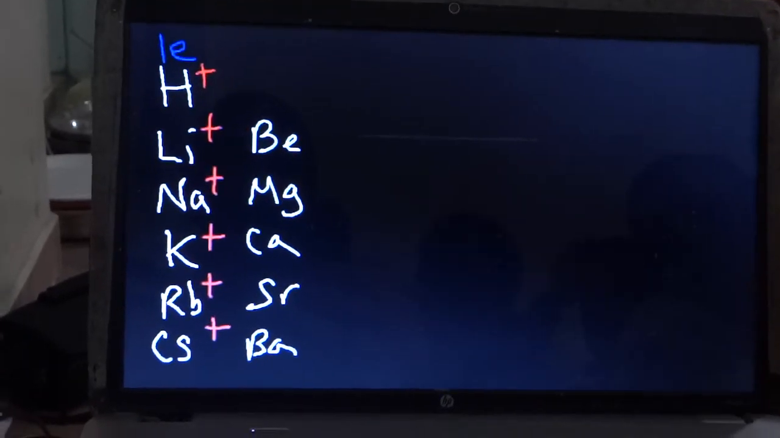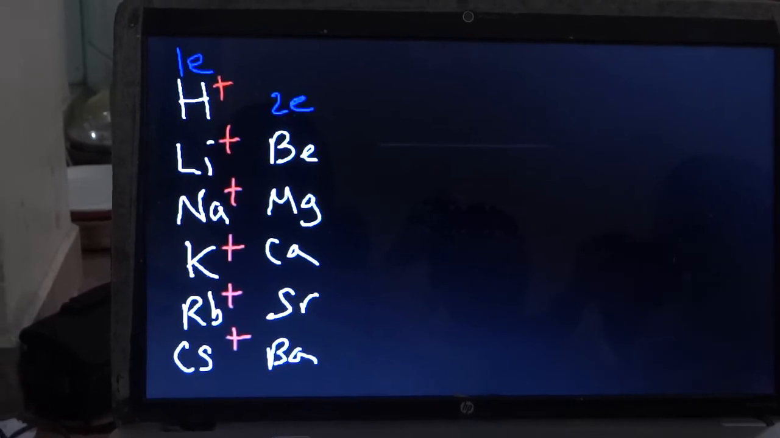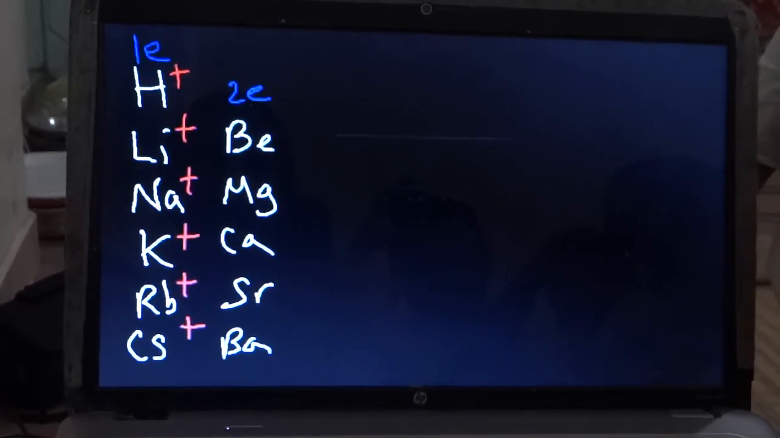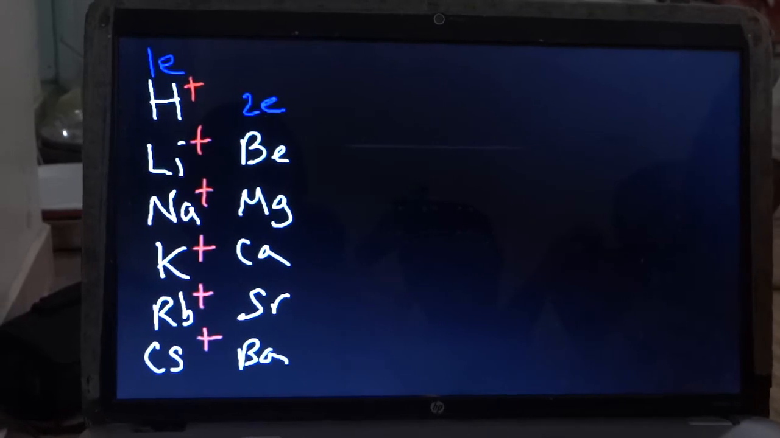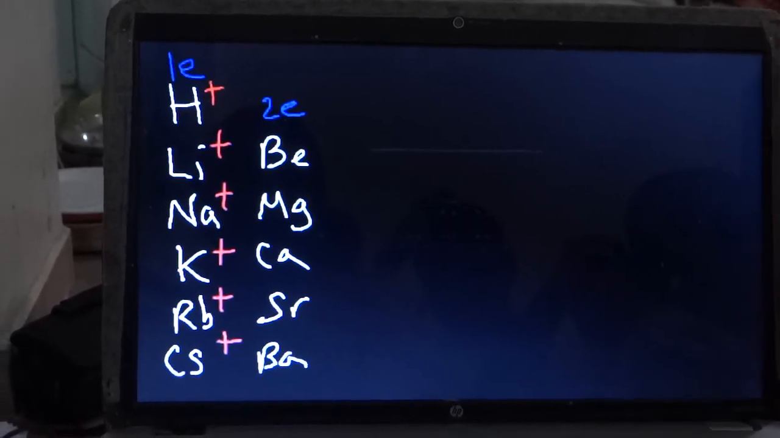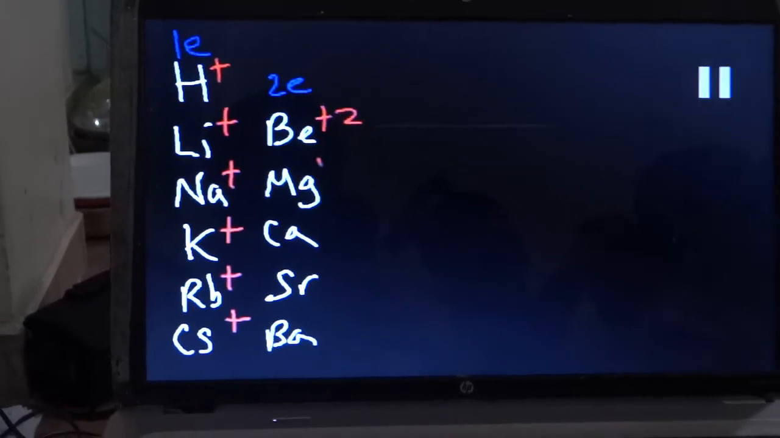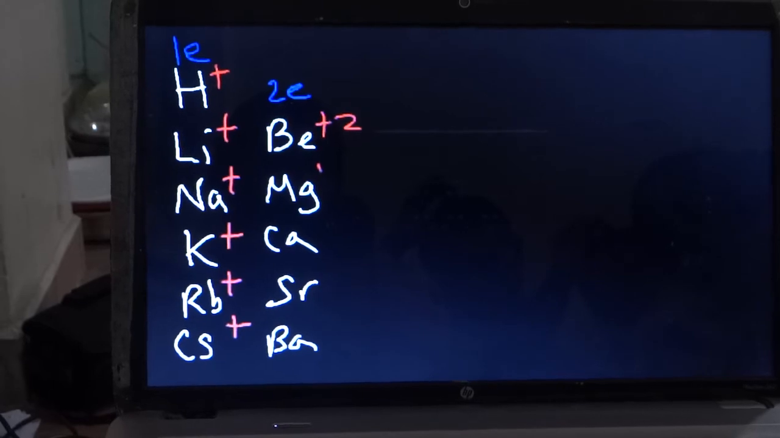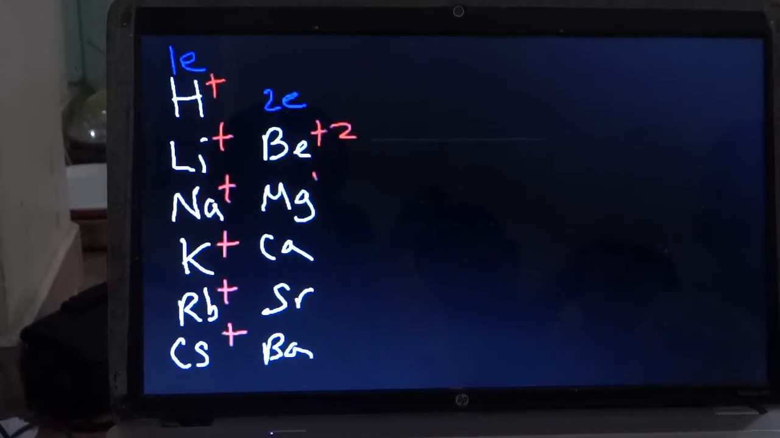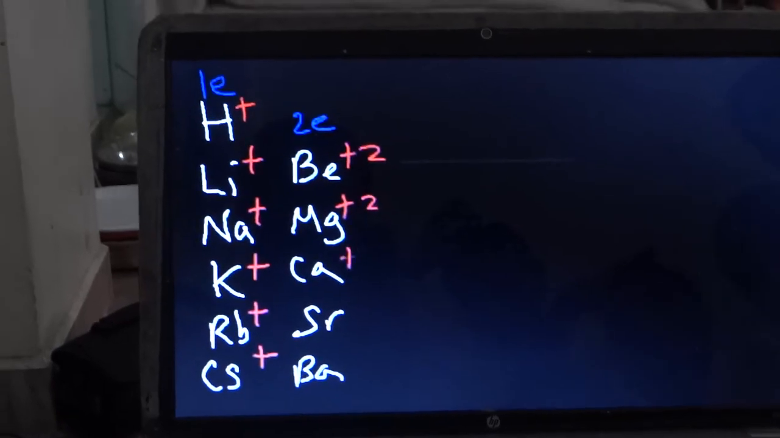Now, the alkaline earth metals, they have 2 valence electrons. The valence electrons are those electrons that are in the outermost energy level of an atom. The inner electrons are known as the core electrons. The alkaline earth metals like to form ions with a +2 charge. In the outermost orbit, it has 2 electrons.